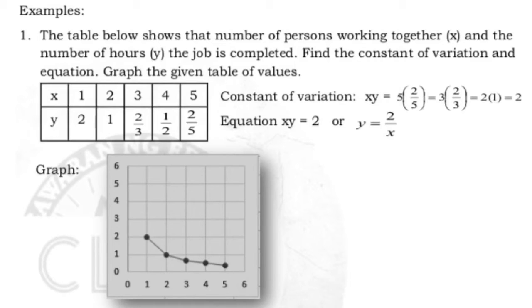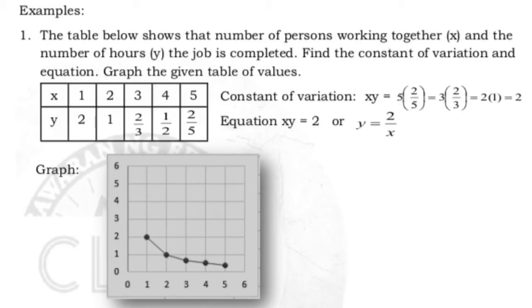If the number of persons working together is only one person, the time or the number of hours will be 2. If there are 2 persons, only 1 hour. If there are 3 persons, 2/3 of an hour. If there are 4 persons, then the job will be completed in 1/2 hour. And if there are 5 persons working together, the job will be done in 2/5 hour.